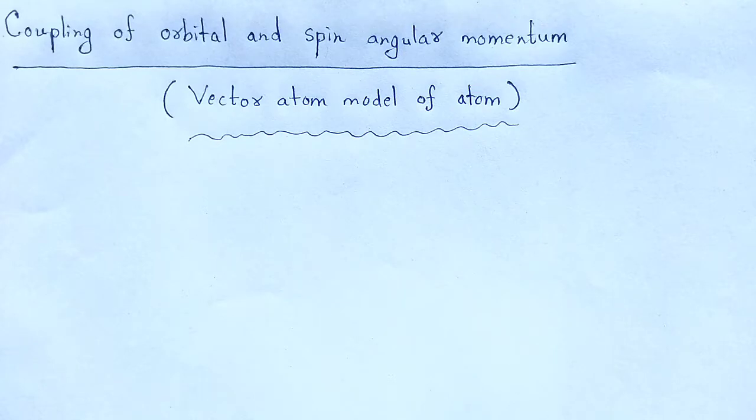In this video, we are going to discuss the vector model of atom, or we can say it as coupling of orbital and spin angular momentum. Let's begin.